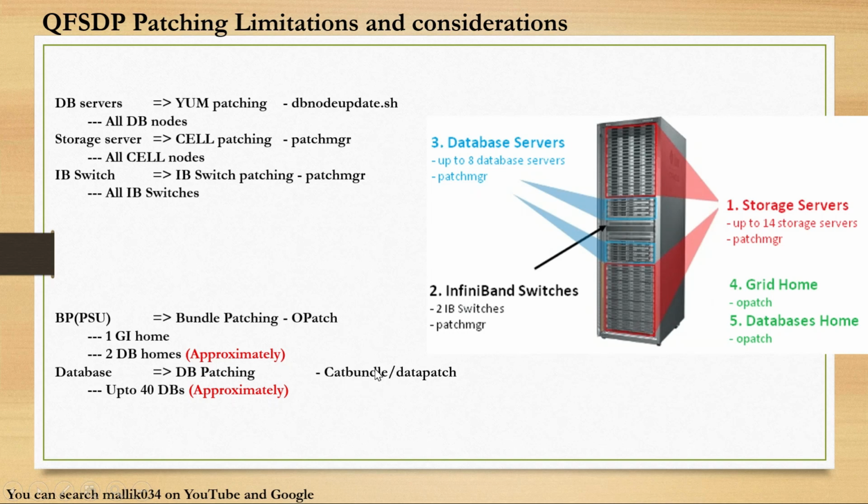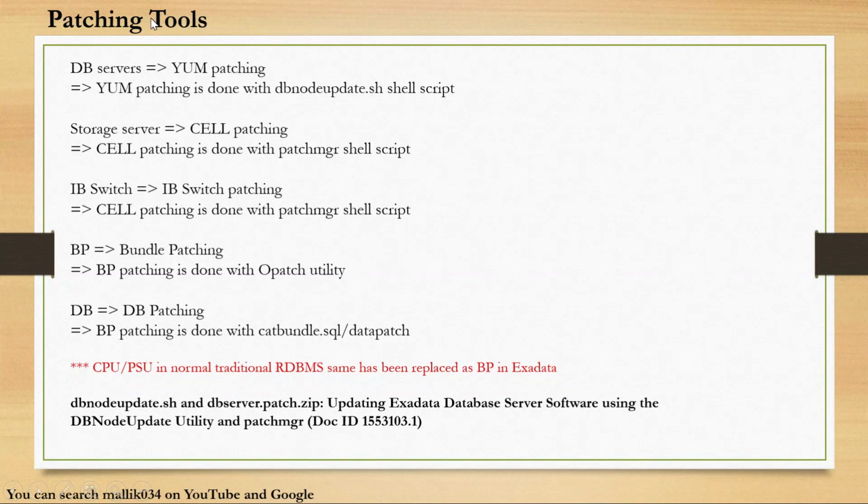So going to the next slide. What are the patching tools? I already explained. For the DB server patching, they will use the dbnodeupdate.sh shell script. This shell script is written by Oracle, so you can find it in document 888828.1. And for the storage server patching, they will use a patchmgr shell script. Again, this is written by Oracle, and you can find this patchmgr script in the 888828.1 document.